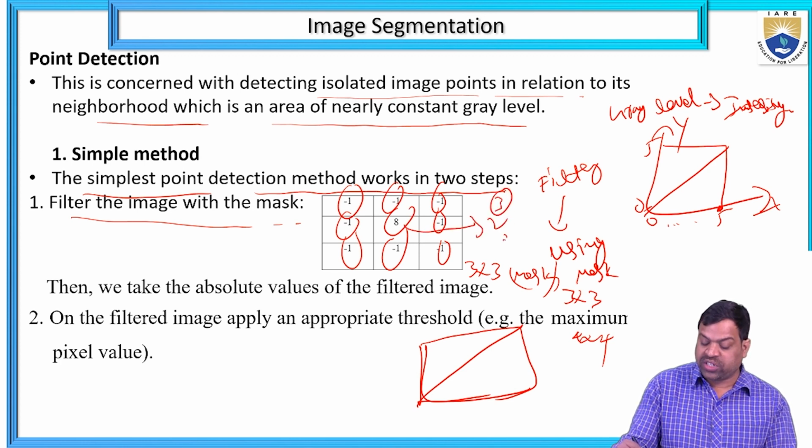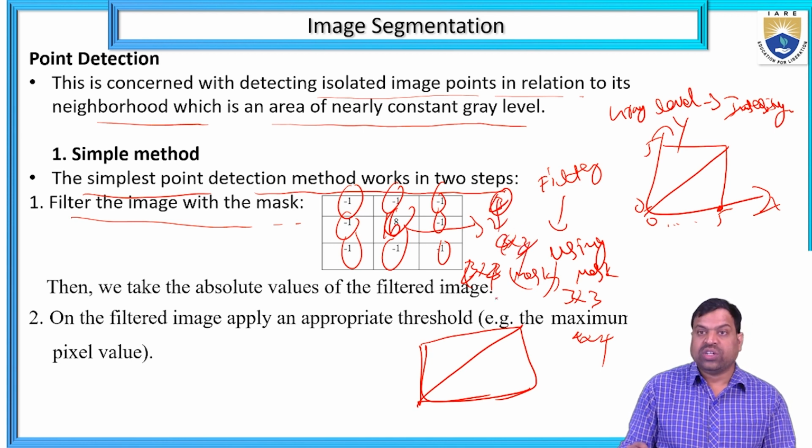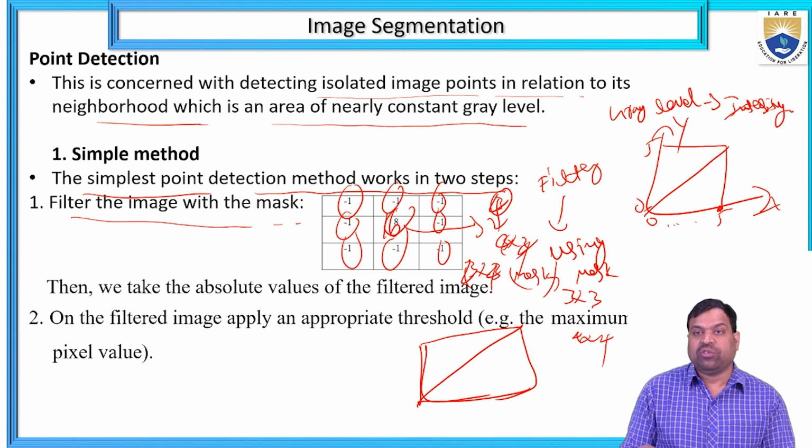2 cubed is 8, and the cube root gives 3, so it is a 3 by 3 mask. If I take a 4 by 4 mask, the middle value is 16, because 2 to the power 4 is 16. So the center value of the matrix determines the size of the matrix.